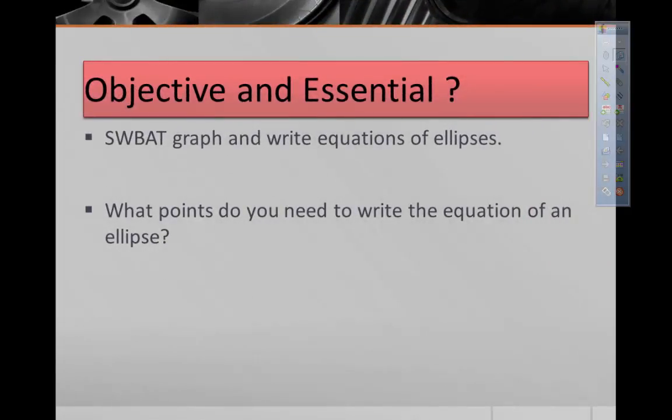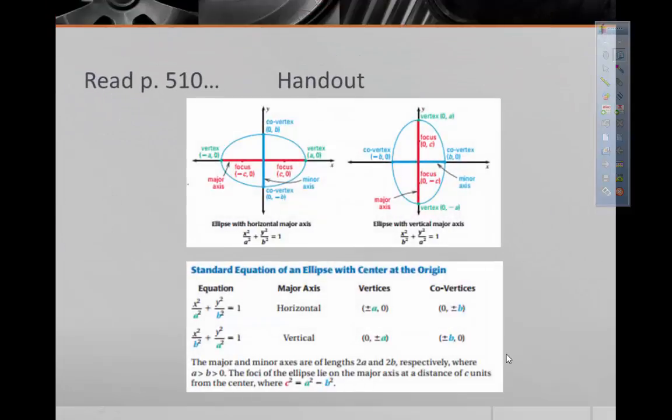Okay, so students will be able to graph and write equations of ellipses. What points do you need to know to write the equation of an ellipse? Well, I think you're going to find this section fairly easy. Most people do anyways. Is it easier than the 8.3? I think so. That one was pretty easy. Well, ellipses are pretty easy too.